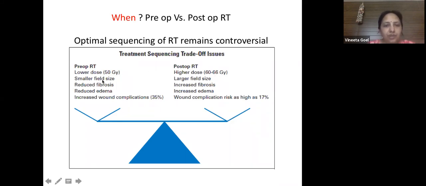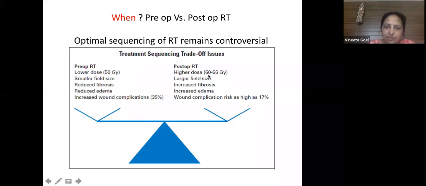Now, because in the pre-op setting, the tumor is intact, our field sizes are small. In postoperative radiation therapy, where we are chasing the post-op surgical flaps, scar, etc., our field sizes are large. Now, because in preoperative radiation therapy, dose is less, volume irradiated is smaller, definitely there is reduced fibrosis, reduced edema, while in postoperative radiation therapy, both these complications increase. But the caveat is that with the addition of preoperative radiation therapy followed by surgery, the wound complication rates increase and they are actually just double of the wound complication rate which occurs after postoperative radiation therapy.